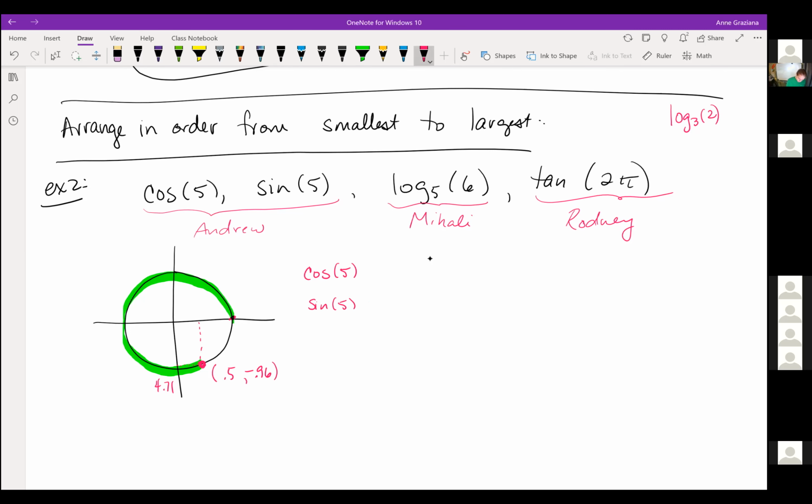Sine of 5, wouldn't that be like negative 0.96, and then cosine of 5 would be 0.5. Okay, nicely done.